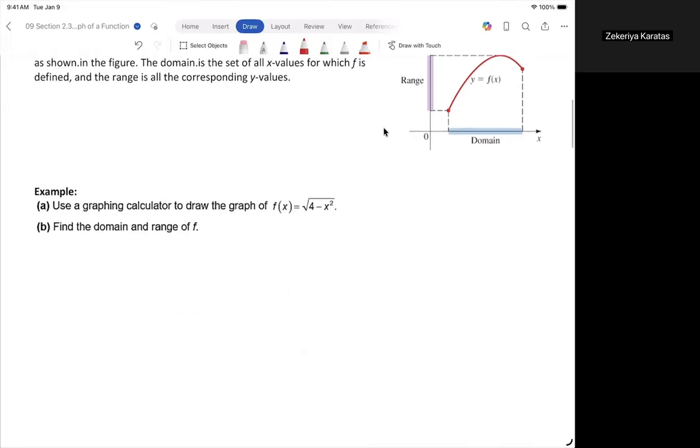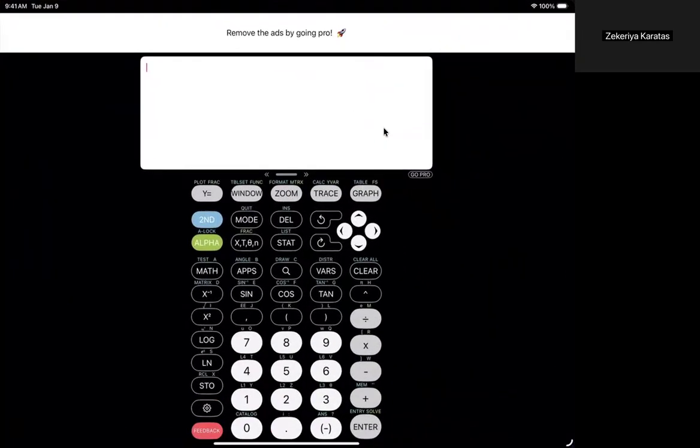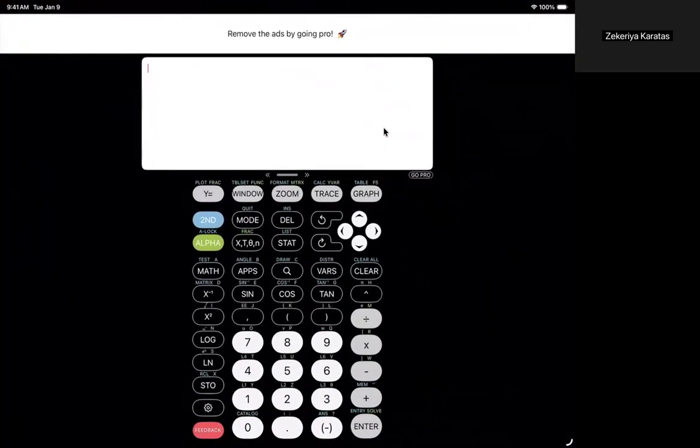Look at this problem. I'm going to graph this using a graphing calculator. This is similar to the TI-83 or 84. What you do is you go to Y equals and then type it in.